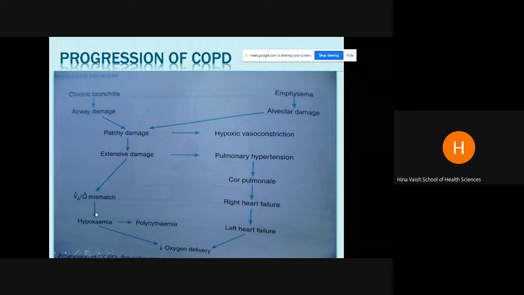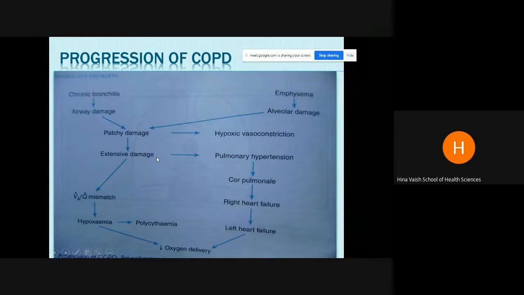So hypoxemia will happen, and because of hypoxemia there will be polycythemia. Excessive production of RBCs will start happening because of the lack of oxygen in arterial blood, and this hypoxemia will further lead to decreased oxygen delivery to the tissues. So hypoxemia will lead to hypoxia. And in emphysema, there is alveolar damage, which will lead to scarring, and then again it will follow the same sequence. There will be a V by Q mismatch, that is a ventilation perfusion mismatch, and this will lead to hypoxemia and decreased oxygen delivery.